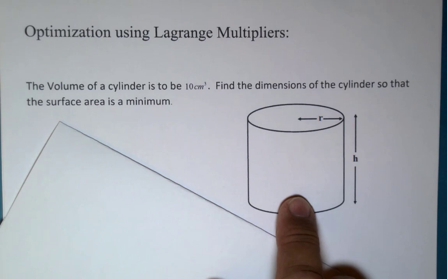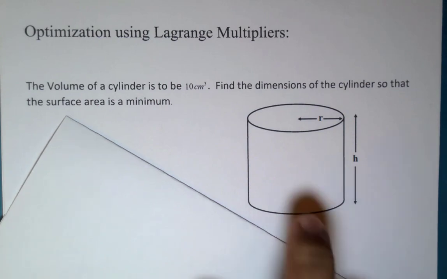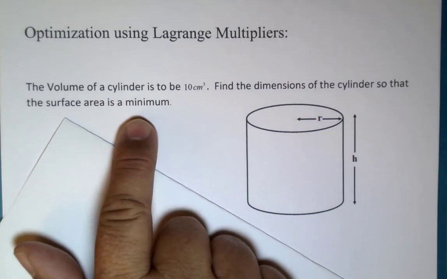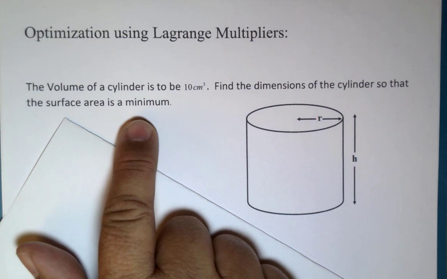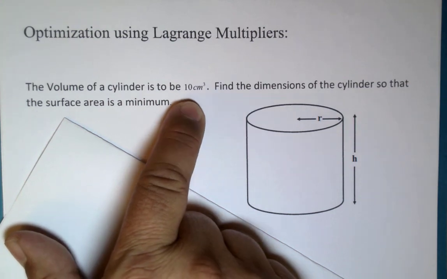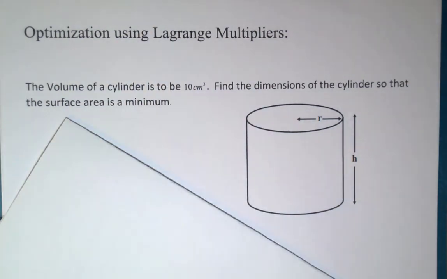You could look at it as what's the least amount of materials we would use to build the cylinder, but we want the volume to be fixed at 10 cubic centimeters. So in order to do this problem, we need to have a function that we're minimizing, as well as some sort of a constraint or fixed concept. We know that the volume is going to be fixed, so that will end up being our constraint here.